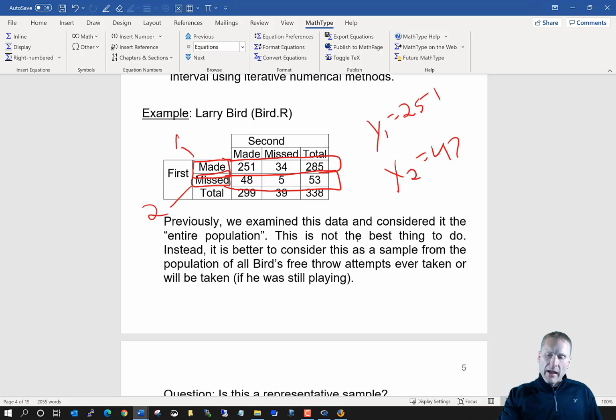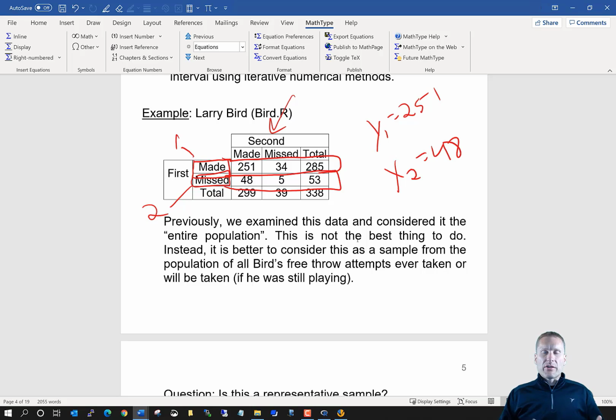Y2 is going to be 48. I guess I should also mention, what we're going to do is measure the probability of success, or the proportion of successes, for that second attempt.